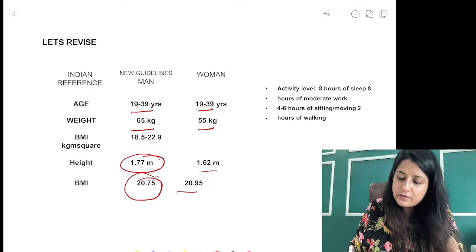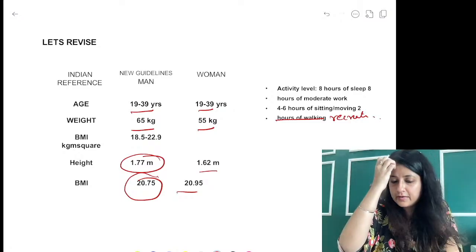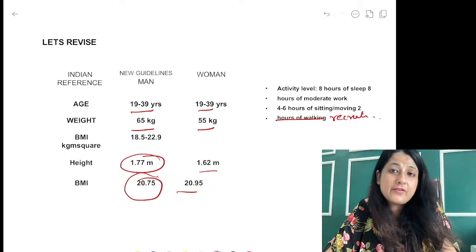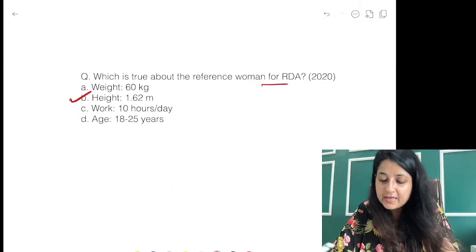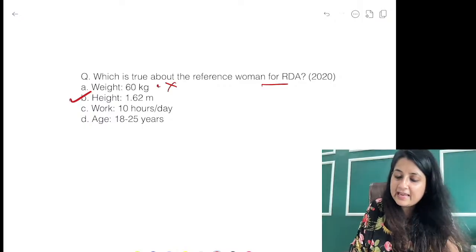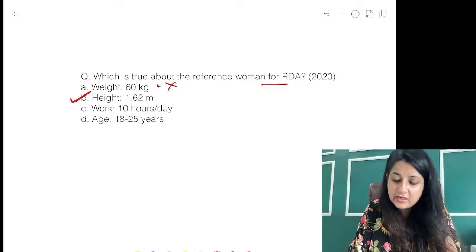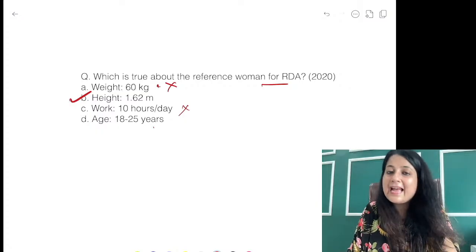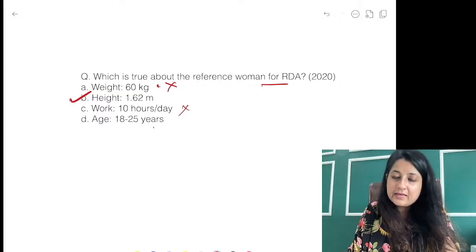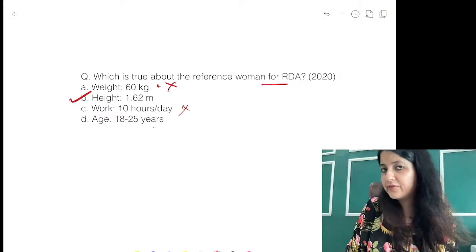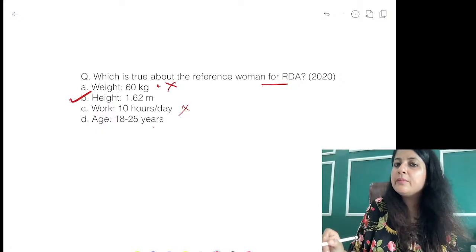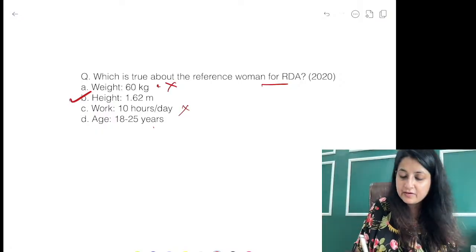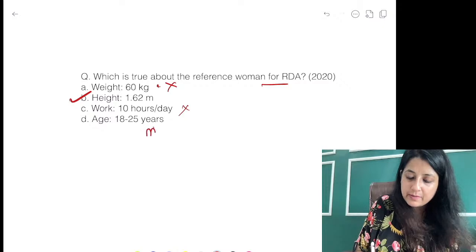All right, clear guys? So this is your reference man as well as reference woman. So over here weight 60 kg is not correct, reference woman is 55 kg. Work is not 10 hours per day. Age is most important, 19 to 39. Clear? So RDAs are set for this age group. I hope you remember sedentary, moderate, heavy worker. Does everyone remember, if I talk about reference man and woman?